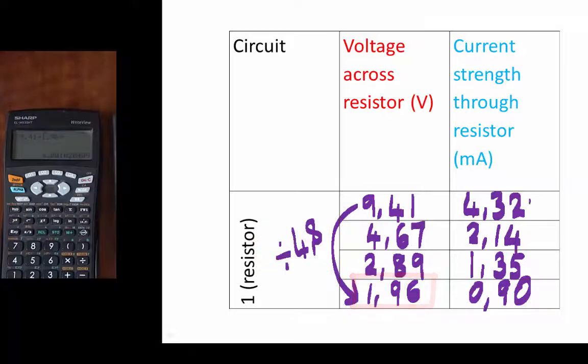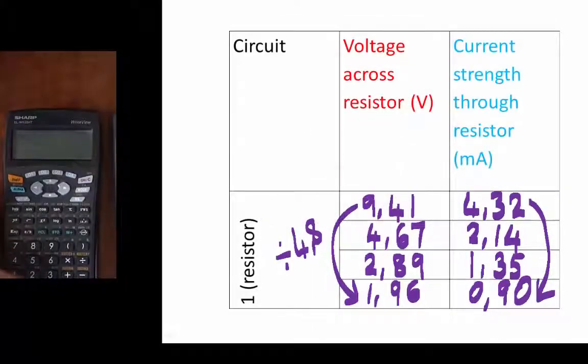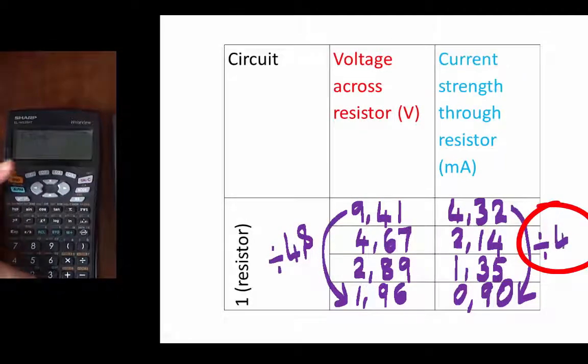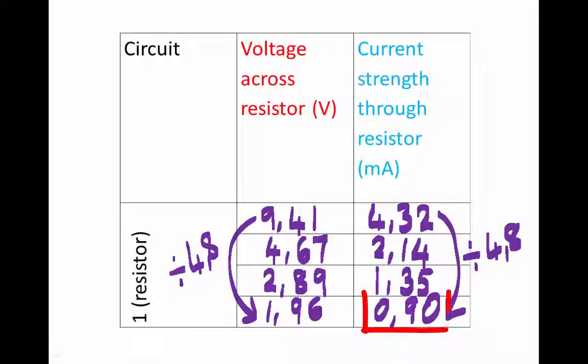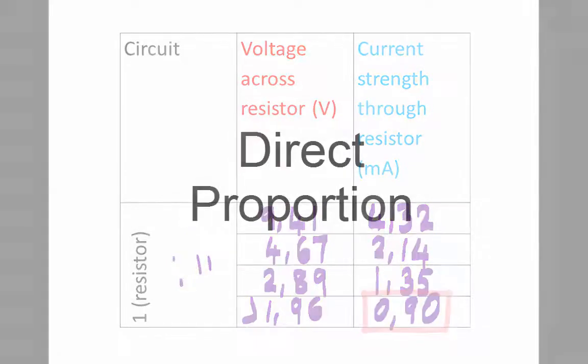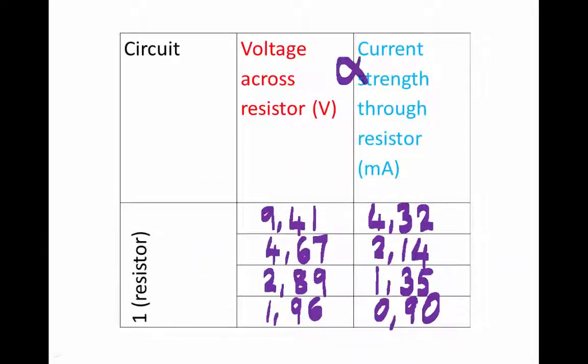So now let's check. Do we have direct proportion? Is it less by the same factor? So we clear our calculator. 4.32 divided by 4.8, and we get 0.9. So indeed we see that there is direct proportion between voltage and current strength. The more by the same factor, or the less by the same factor if you like.